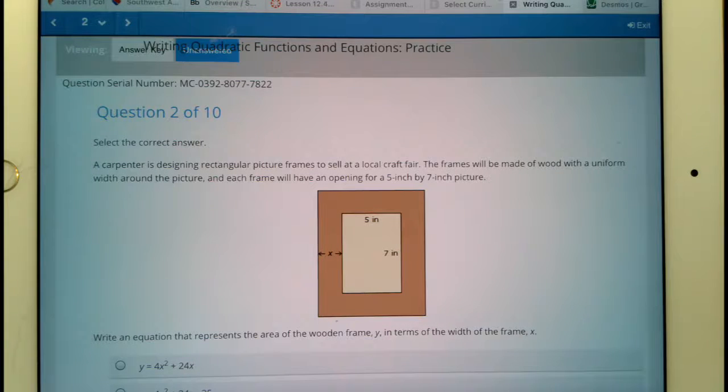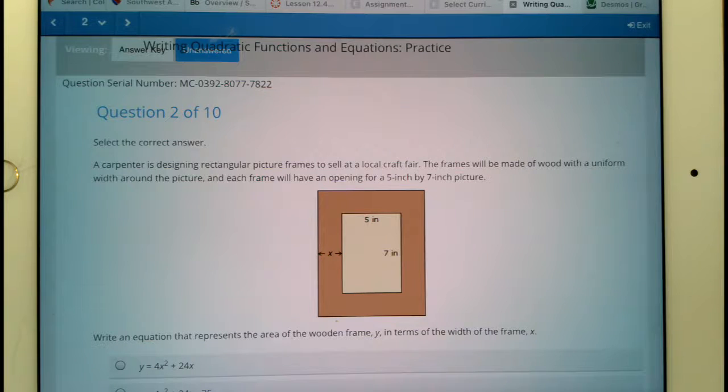A carpenter is designing rectangular picture frames to sell at a local craft fair. The frames will be made of wood with a uniform width around the picture, and each frame will have an opening for a 5-inch by 7-inch picture. We want to write an equation that represents the area of the wooden frame y in terms of the width of the frame x.